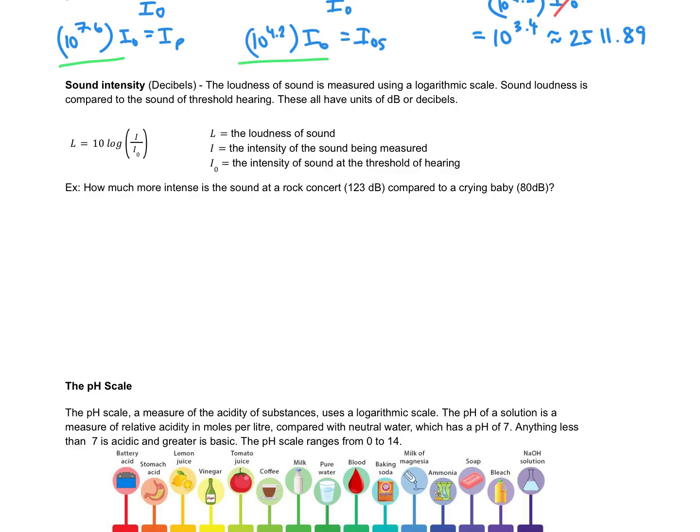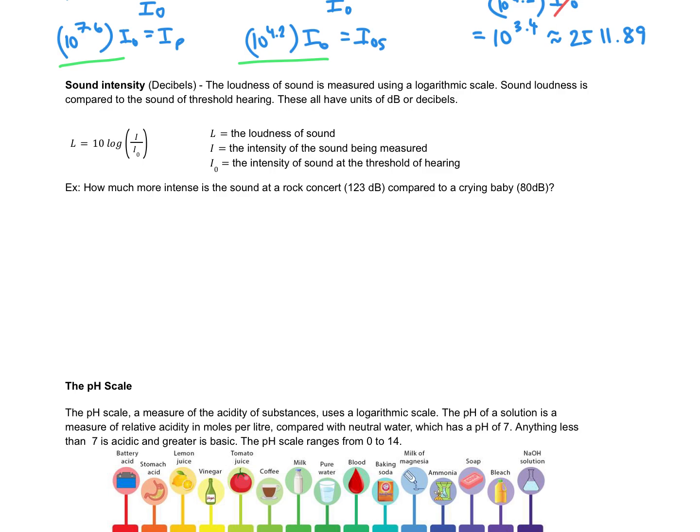So very similar to the earthquake magnitude, it's just that the log is being multiplied by 10 at the end. So here, our first and only question about sound intensity is how much more intense is the sound at a rock concert, which is 123 decibels, compared to a crying baby, which is 80 decibels.